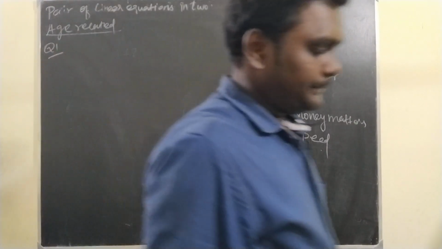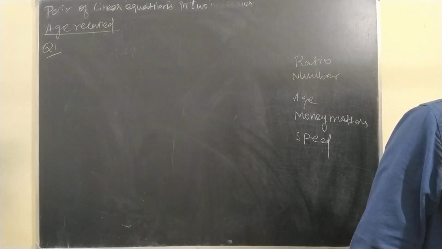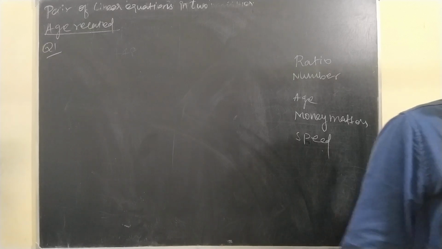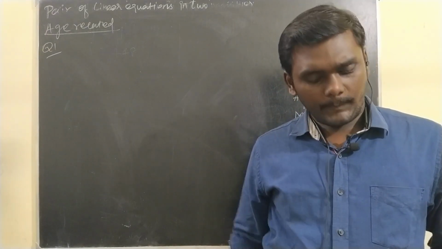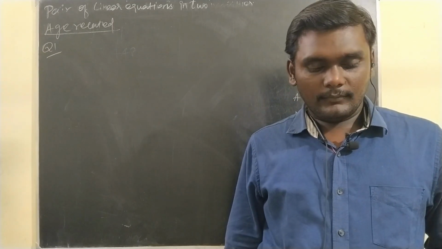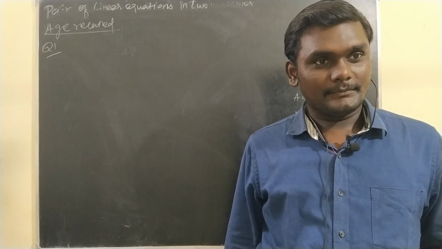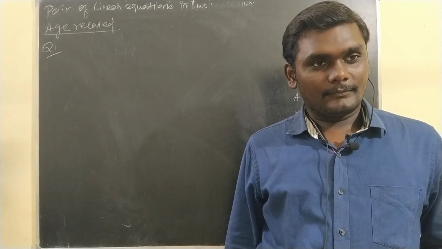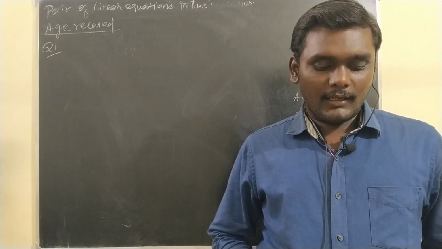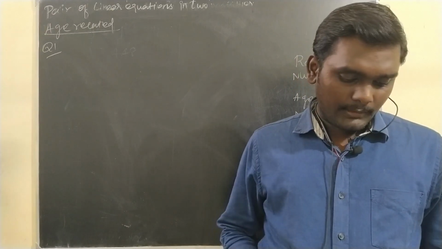Observe this question. A father is 3 times as old as his son. After 12 years, his age will be twice that of his son. Then find their present ages.